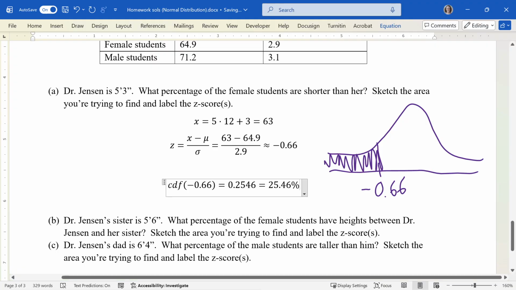And there we go. So I am only taller than about a quarter of the female students, which must mean that I'm shorter than 3/4 of my female students.